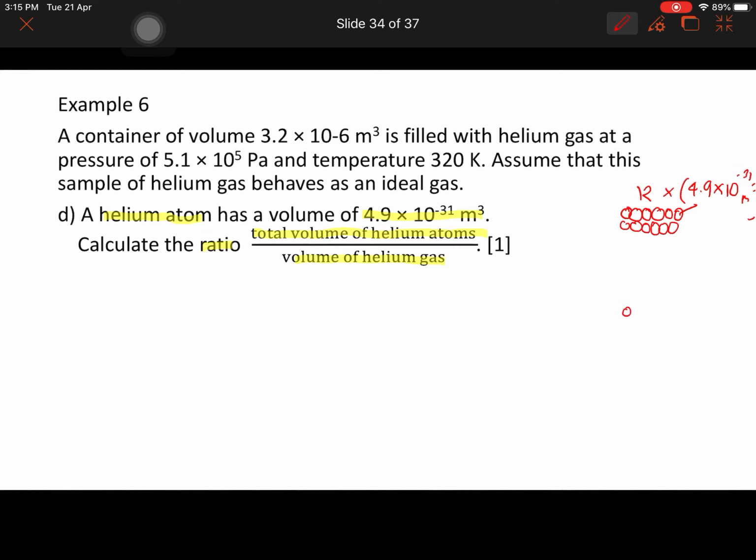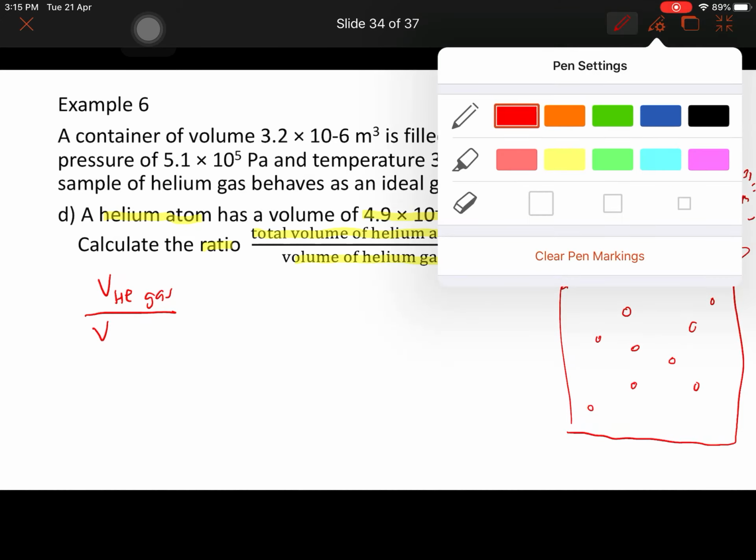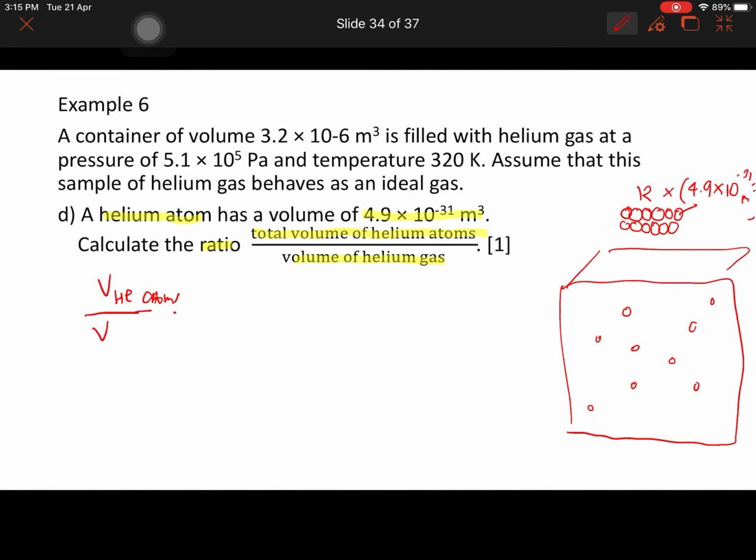But what about the volume of helium gas? Now, you know that helium gas isn't neatly arranged. It's not stuck together. So I can have the same 12 atoms, but now they're all spread out because it's a gas. What's the volume of the gas then? It will be the volume of the container. So that's the difference. So how do I find the ratio? Volume of helium atoms to volume of helium gas.